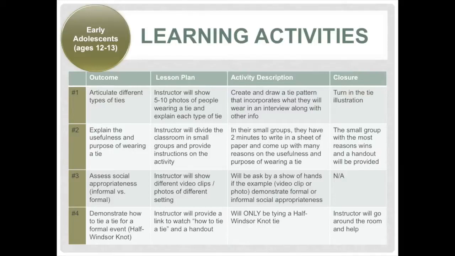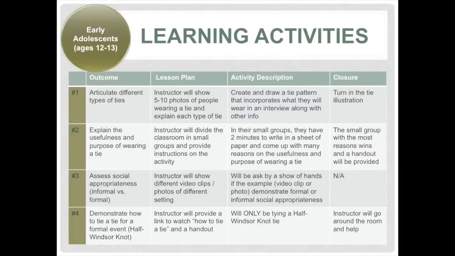As you can see, there's a chart provided to summarize the learning activities. In this chart, you will see four different columns within four different rows. The first column addresses the learning outcome that's being addressed in the specific learning activity. The second column is the lesson plan, which is what the instructor will be doing. The third column is the description of the activity and what the learners are planning to do. And the fourth column is the closure, regarding how the activity will be ending.